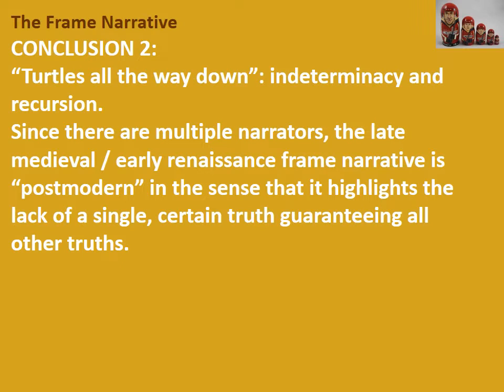So we're talking about a frame narrative. Since there are multiple narrators, the late medieval, early Renaissance frame narrative is, in this sense, postmodern, in the sense that it highlights the lack of a single certain truth guaranteeing all other truths. The postmodern condition is just that. We no longer have a clear interpretation. There isn't a perfectly right and perfectly wrong. It's just a question of perspective. That's the postmodern condition. And so from our 21st century perspective, even from a late 20th century perspective, something like the Heptameron seems very sophisticated. It's like a very smart movie whose ending is open.